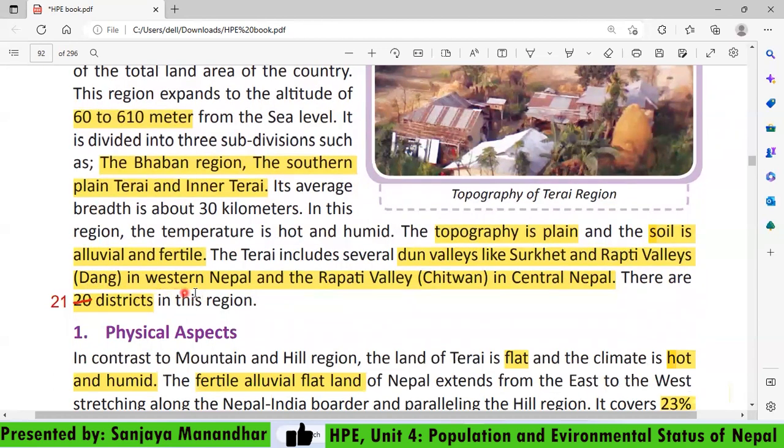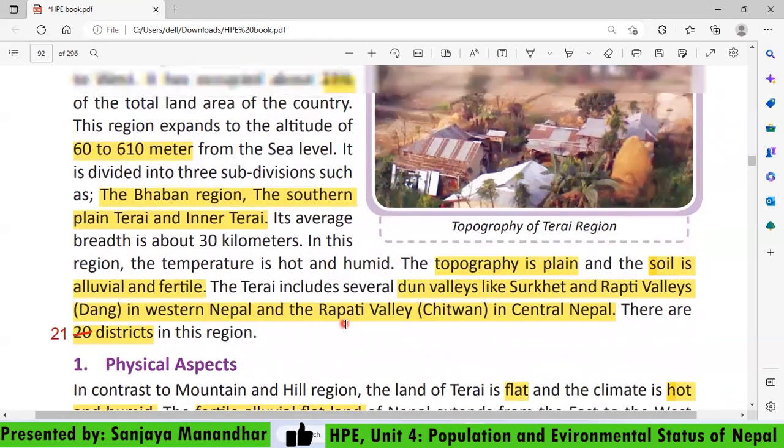And in western Nepal, the Rapti Valley, and Chitwan in central Nepal. So Surkhet, Dang, and Chitwan are called the dune valleys, surrounded by lower hills. And there are 21 districts here. So this is the summary.